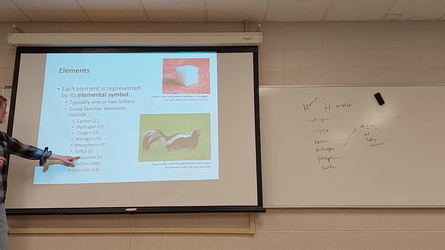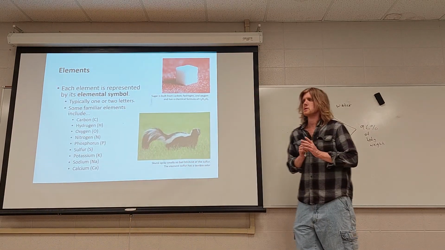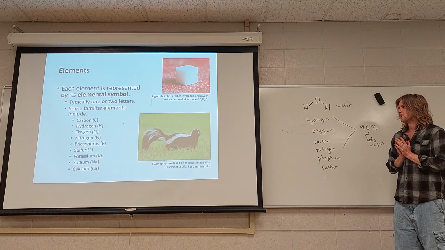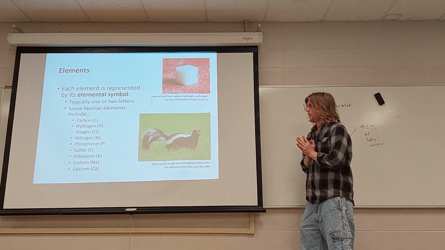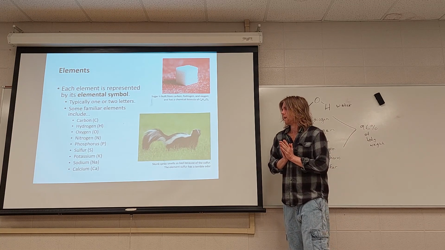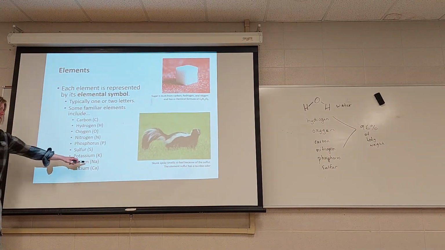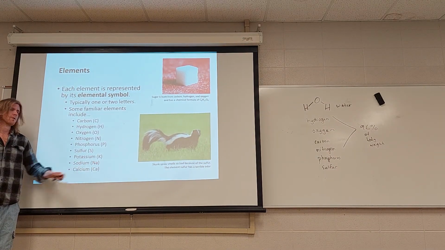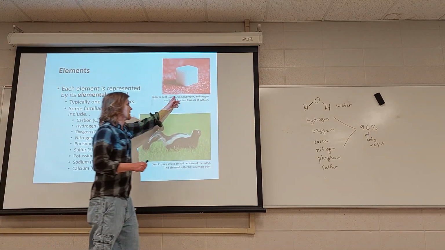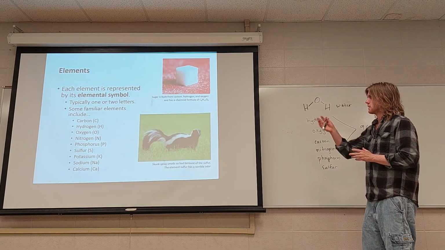Sodium and potassium are two elements where the elemental symbol is different from the first letter of the word. Potassium is a K, and I believe it's because the Latin term for potassium starts with a K, and then sodium is Na. In an elemental symbol, if there's two letters, the second letter is always lowercase. And these pictures just show some examples of molecules built from these elements.